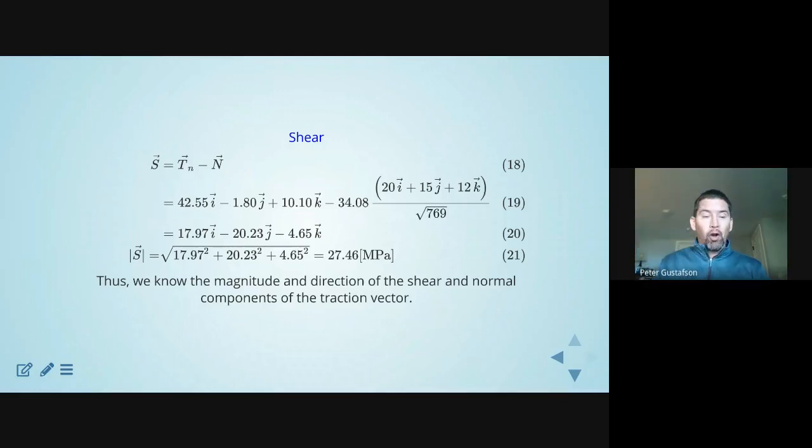We may also be interested in knowing its magnitude so that we can compare it to the magnitude of the normal component. And here we see that the magnitude is 27.46 megapascals. So of course, now we know the magnitude and the direction of both the shear and normal components of the traction vector. These are good outcomes, going to be useful to us going forward.